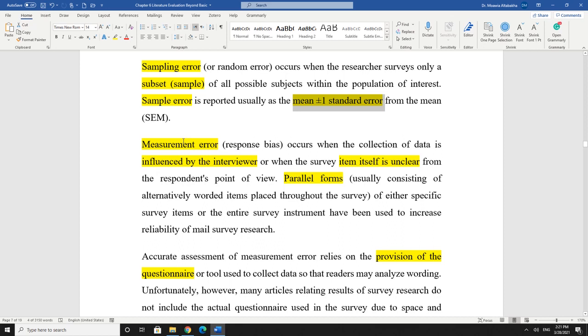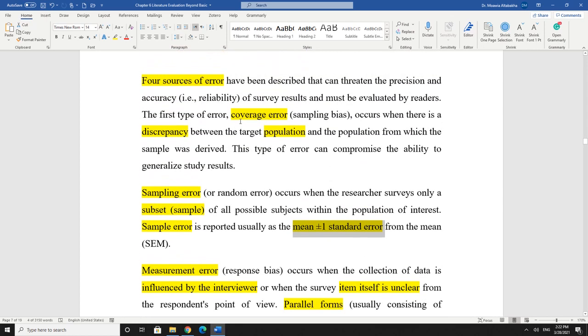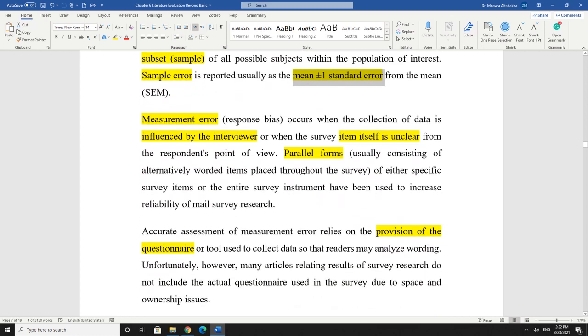Okay, there is another type of error, the third one, which is measurement error. Everything is good, I don't have sampling error, I have good coverage, etc. But maybe the person who is collecting the data from the participants, the presence of the interviewer, will influence the answers. For example, let's say Tala or Tulin wants to do an interview.